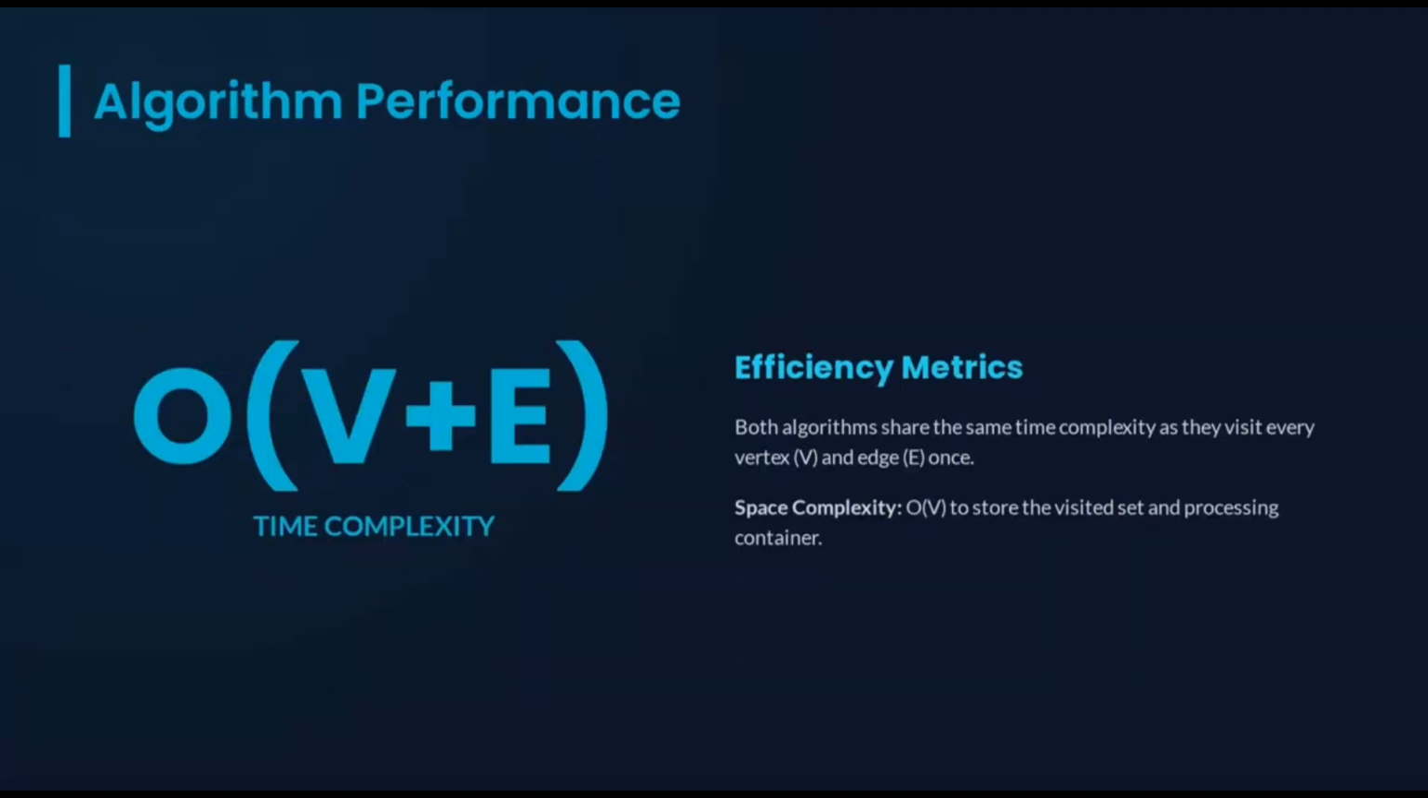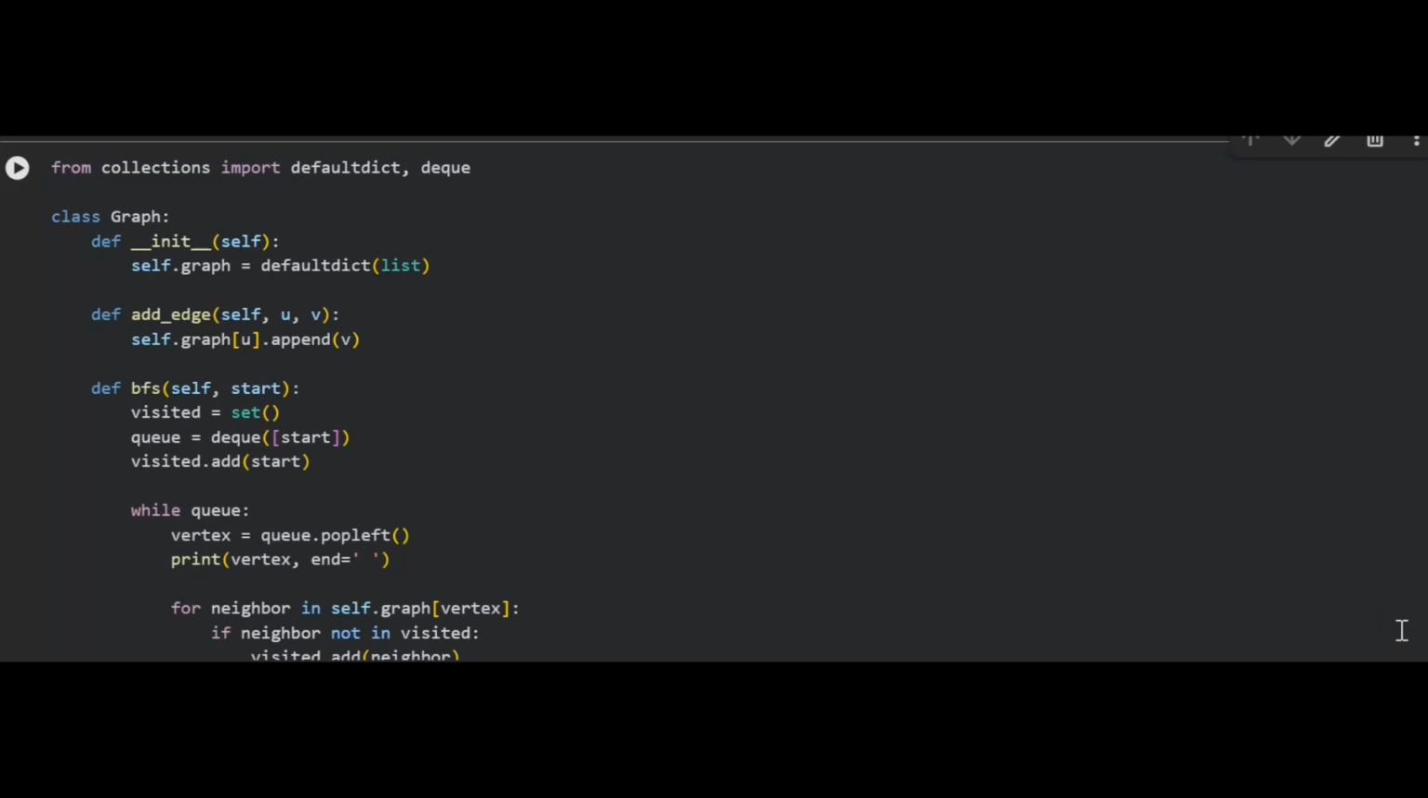On the last slide we have algorithm performance. It talks about time complexity and space complexity of both DFS and BFS. Now we'll move on to the code demonstration, the code implementation of both BFS and DFS. Moving on to the code, first we will see the BFS implementation.